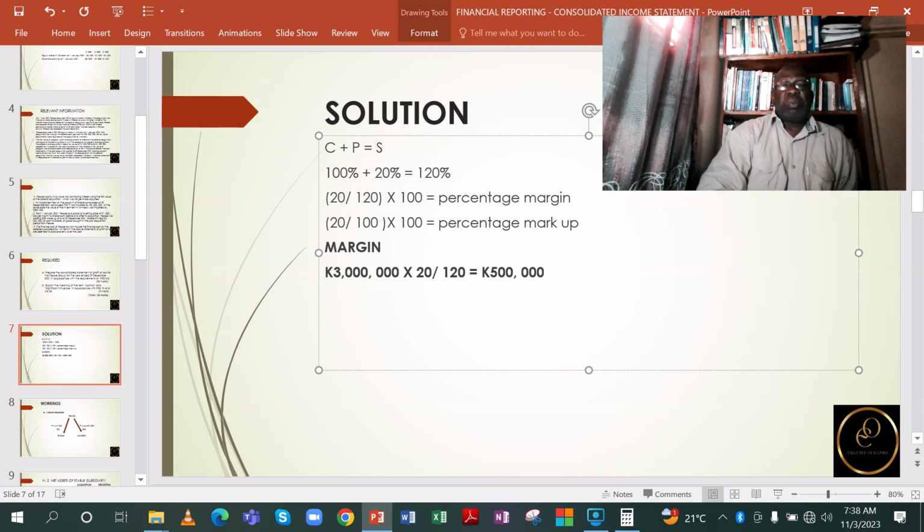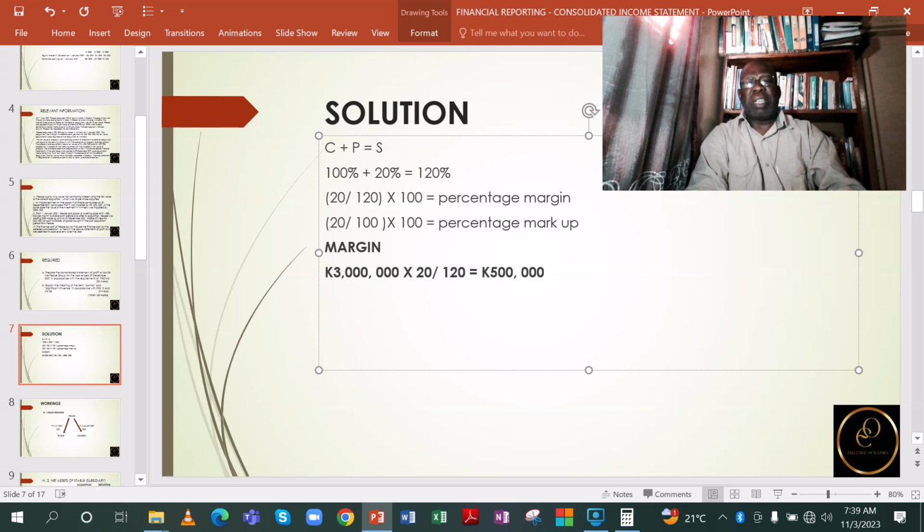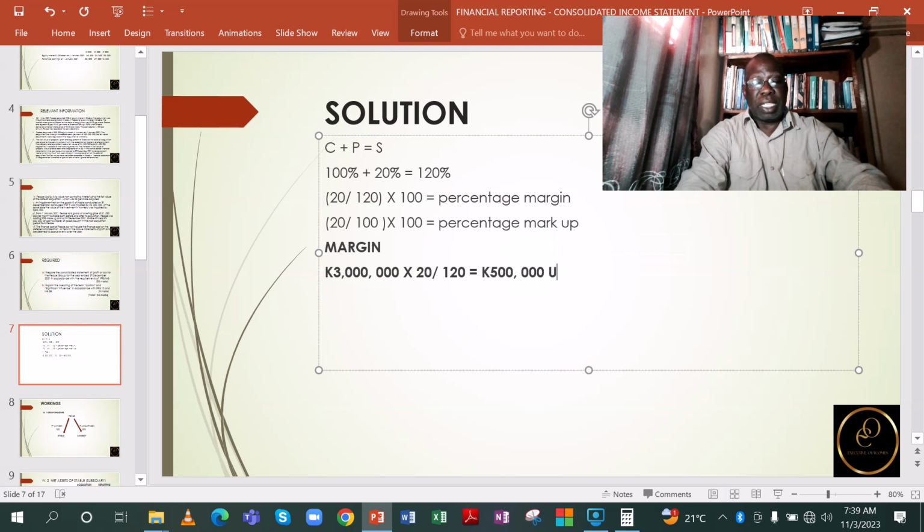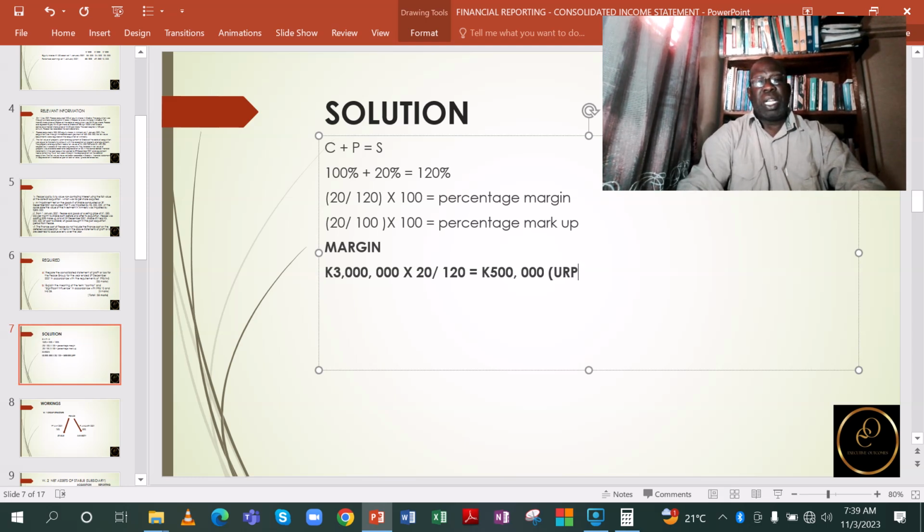Okay? So meaning that within 3 million, there is a profit added on the cost of 500,000 to arrive at 3 million. Means the cost of this goods sold for 3 million was 2,500,000, because 500,000 was a profit added on it to get 3 million. Okay, so that profit of 500,000, because the goods are still within the group, is unrealized profit. That's what we call unrealized profit. So that's how it is done.